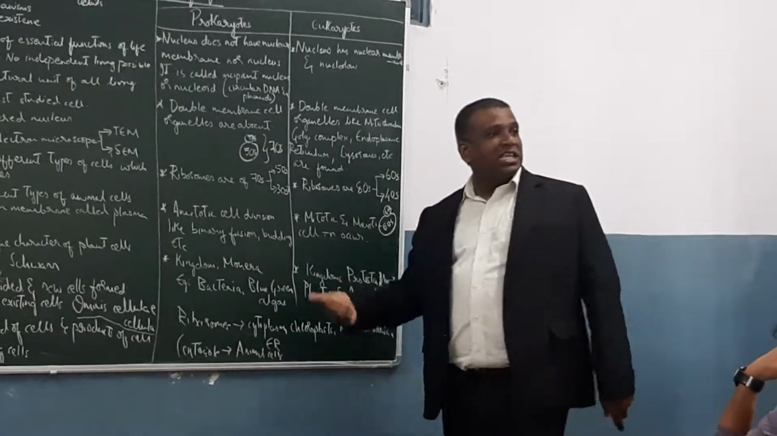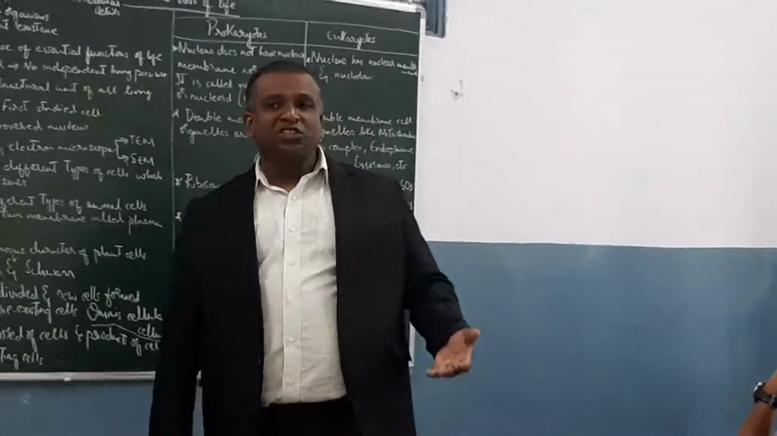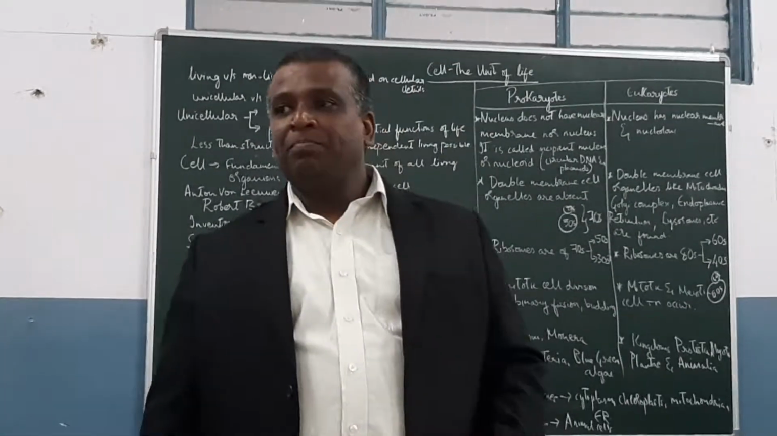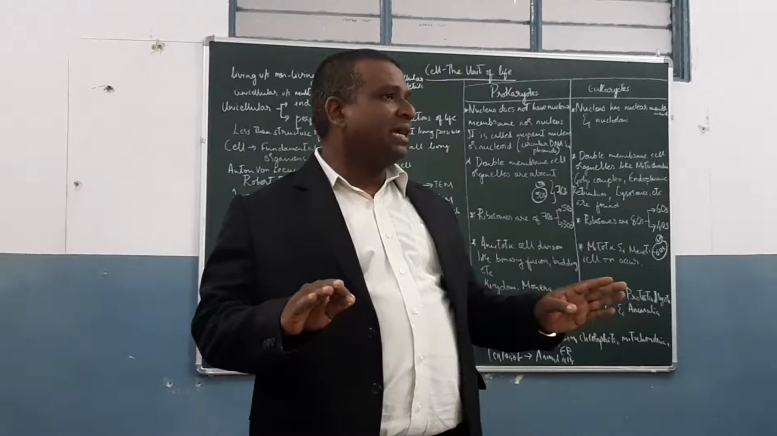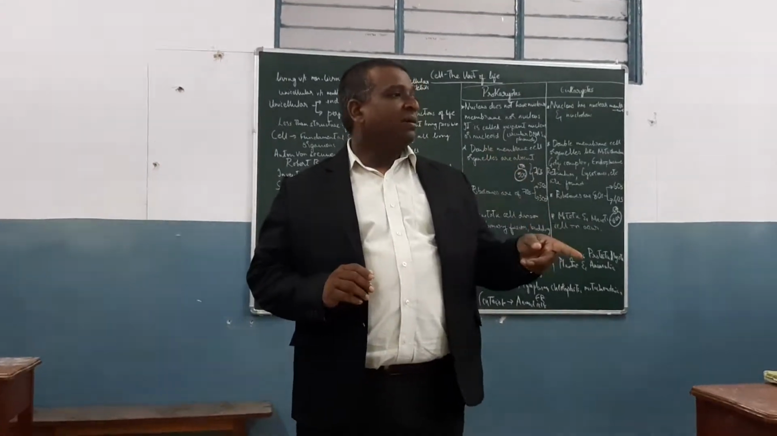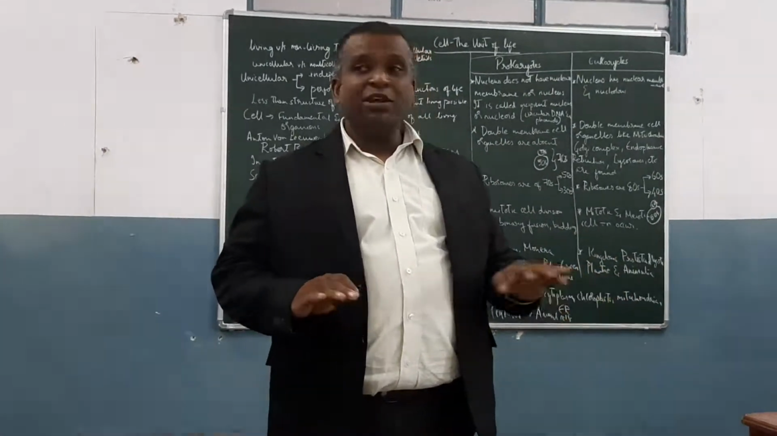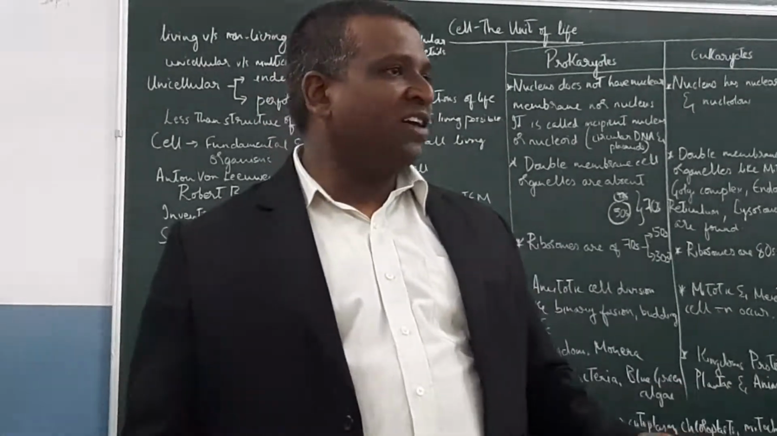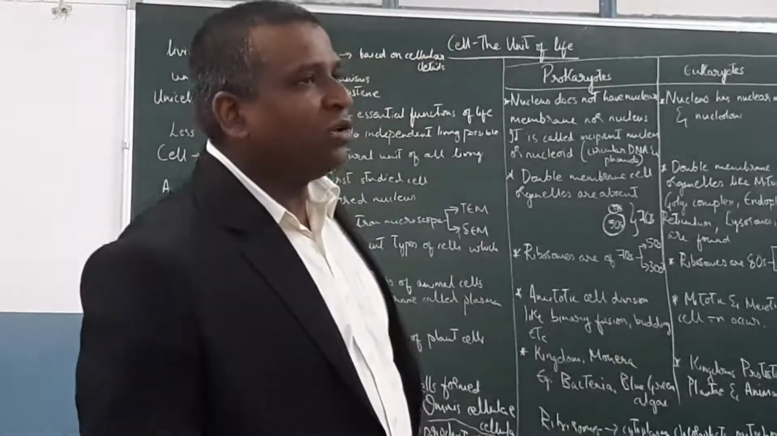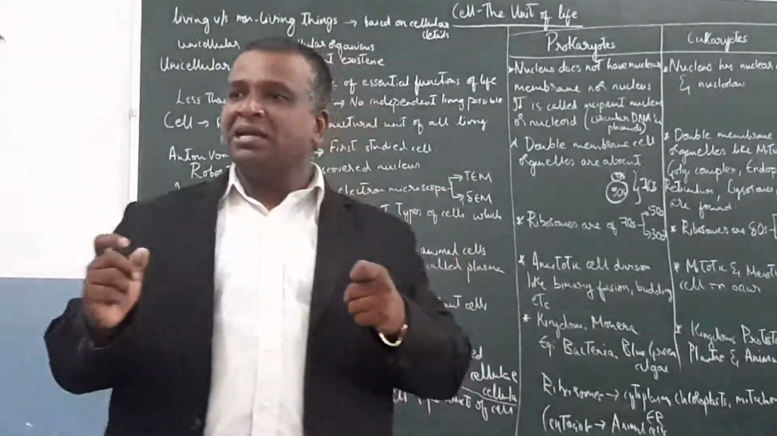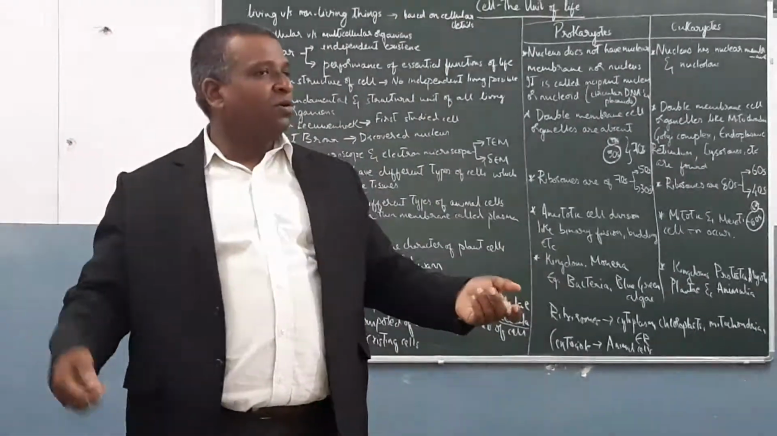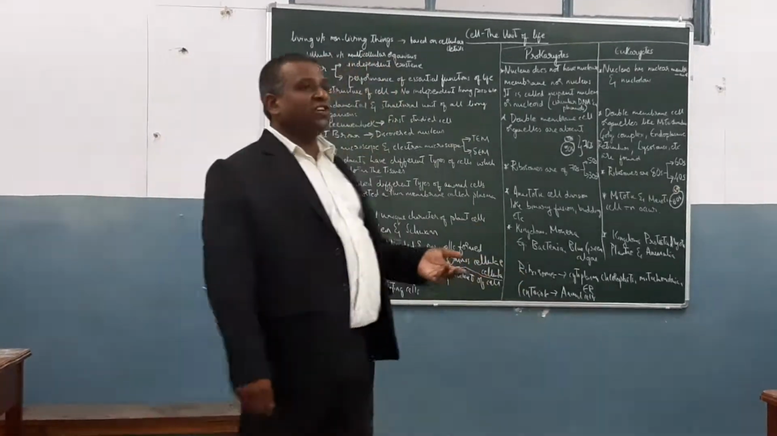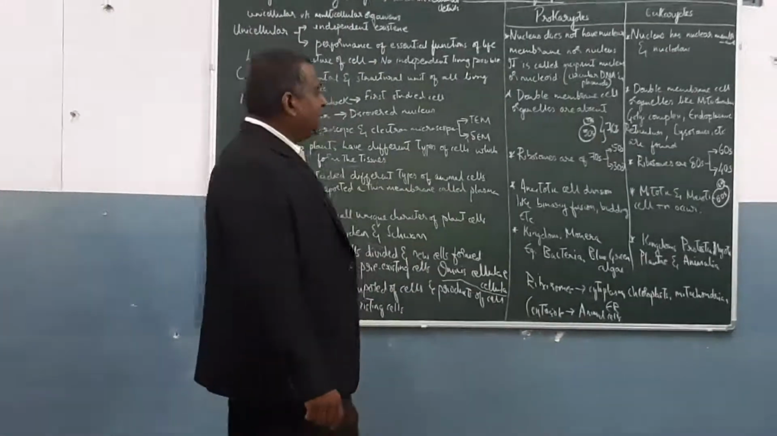Amitotic cell division occurs in prokaryotes, like binary fission; budding might happen. They don't have cell division like mitosis or meiosis. They don't have cell division stages like prophase, metaphase, anaphase, telophase. In amitosis, the nucleus divides directly, they move towards opposite poles, and two new cells are formed. So we call it binary fission, or budding is also one method of it.